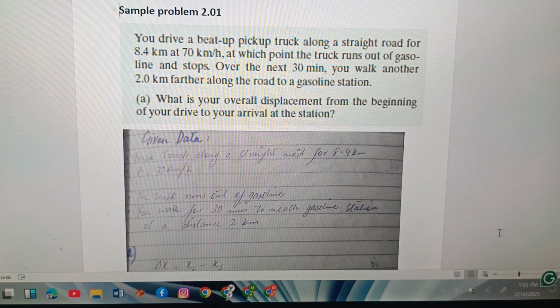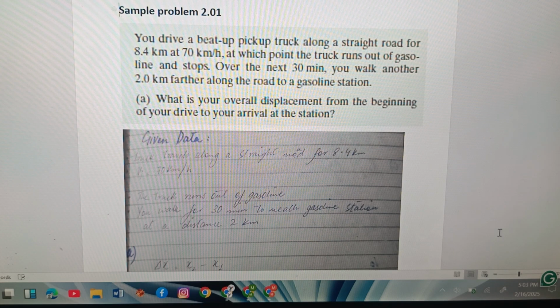In this channel, we will be solving the problems in physics books. First, the book we are starting with is Fundamentals of Physics by Halliday and Resnick. The book that we are going to use is the 10th edition, and the first chapter. Let's take a look at a problem.